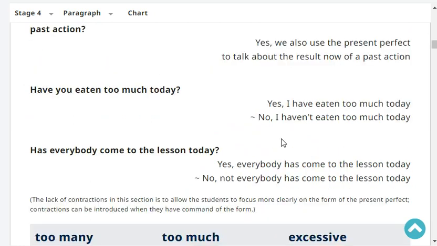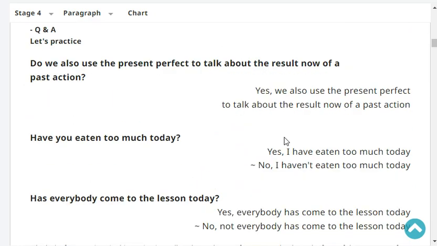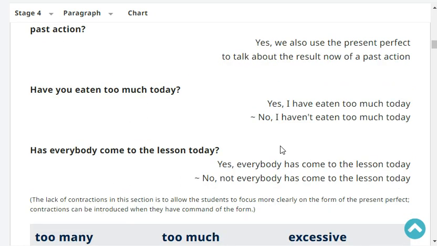First question. Do we also use the present perfect to talk about the result now of a past action? Yes, we also use the present perfect to talk about the result now of a past action.